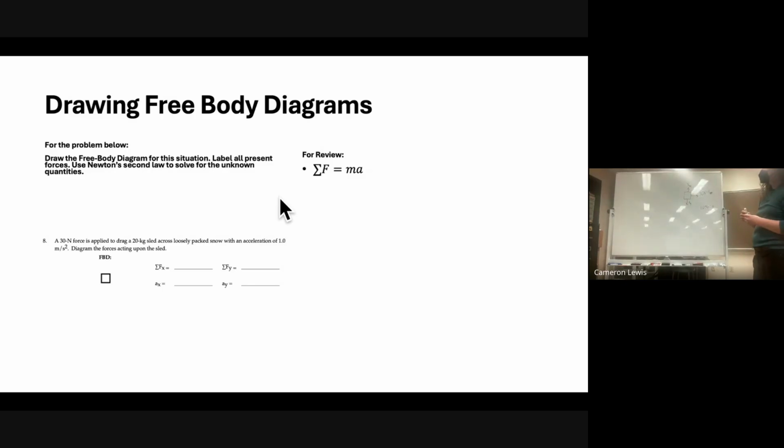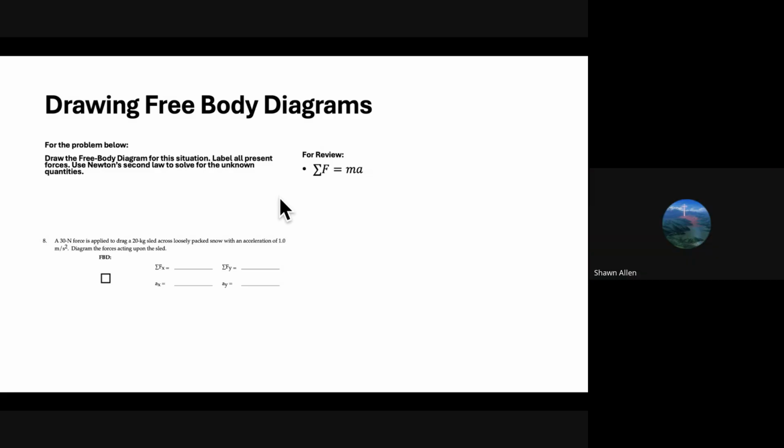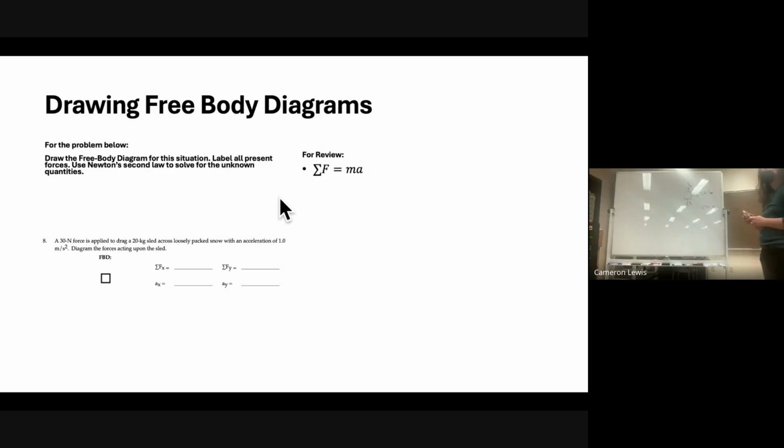We know that the sum of the forces in the y is equal to 0. We know that the sum of the forces in the x is equal to 30 newtons. How can we find the acceleration in the y and in the x? Wait, I have a question. You said the sum of the forces on the right is equal to 30. I thought the applied force is 30. So the sum of the forces, as in the net force. What are all the forces in the left and the right? Also 30. 30 and 0.